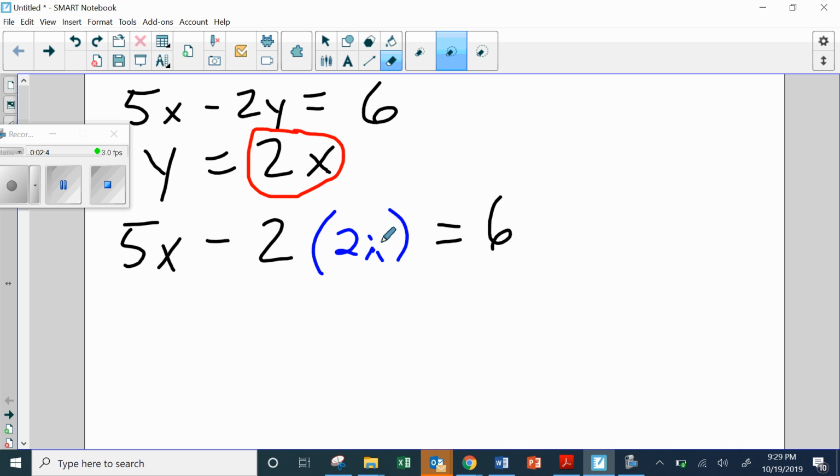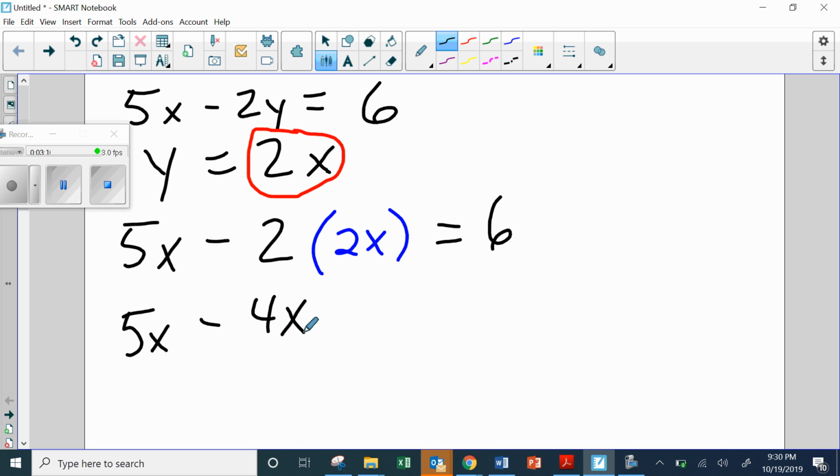I'm going to fix one thing real quick. Hold on a second. Let's make that a little bit better. All right, so now I'm going to just do some math. I'll go back to the black pen. So now I just do some math. 5x, subtract, so negative 2 times 2x would be subtract 4x, right? Because negative 2 times positive 2x gives me negative 4x. That's going to equal 6.